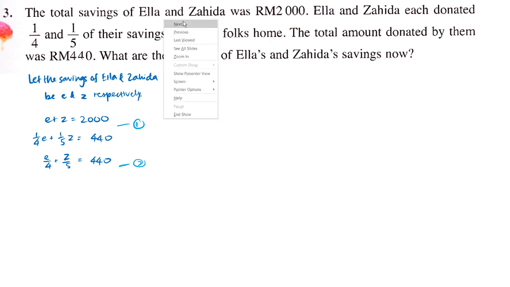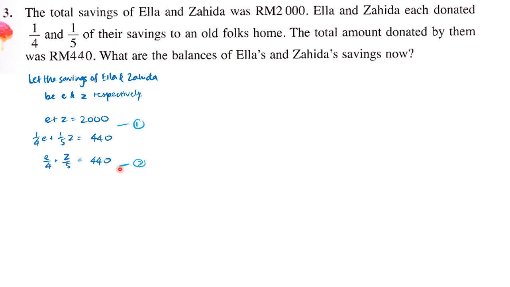Okay, and we found out that Ella's savings plus Zahida's savings is 2,000, which is E plus Z equals to 2,000. And then 1 over 4 of Ella's savings, which is 1 over 4 of E, and 1 over 5 of Z adds together would become 440, which we'll get here. Okay, and then we'll switch it into an equation that is much easier to solve later. So E over 4 plus Z over 5 equals to 440. Okay, so let's see, we have equation 1 and equation 2 now here, and we can do simultaneous equations now.